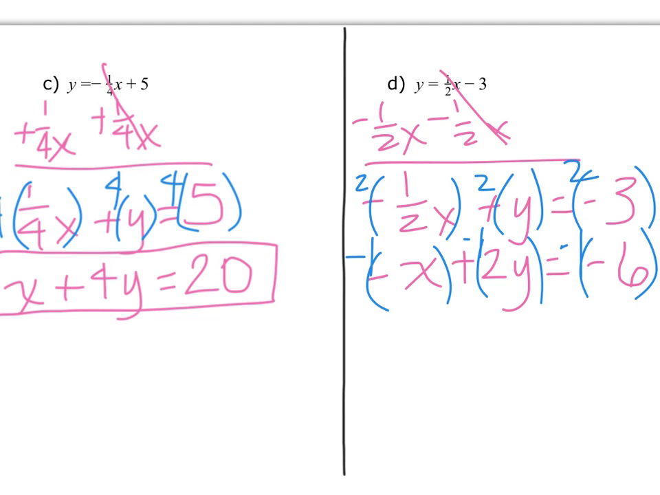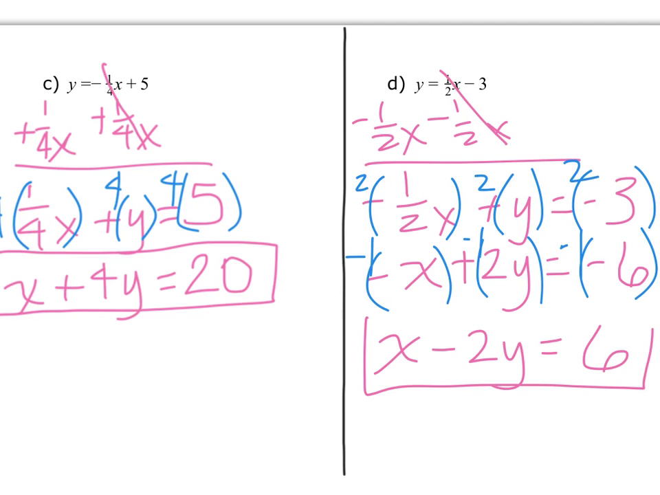So negative 1 times negative 1 is positive 1, perfect. So I have positive 1x. Negative 1 times positive 2 is negative 2y equals negative 1 times negative 6, positive 6. Perfect. So now, are x and y on the same side? Yes. Are a and b both whole numbers? Yes. Is a positive? Yes. So I have standard form of a line.